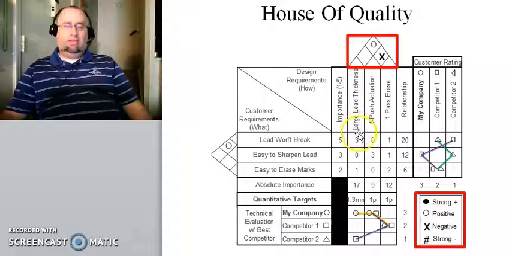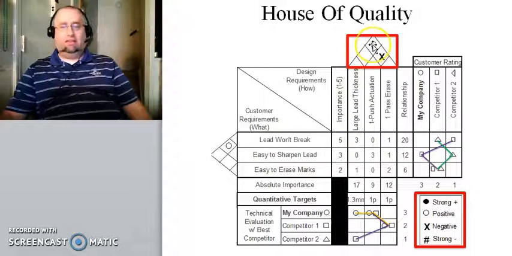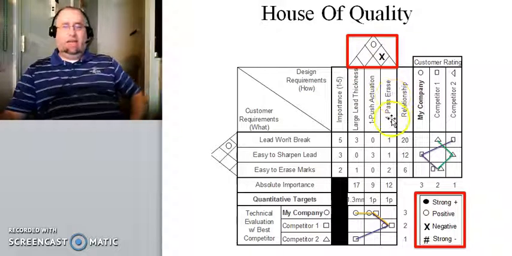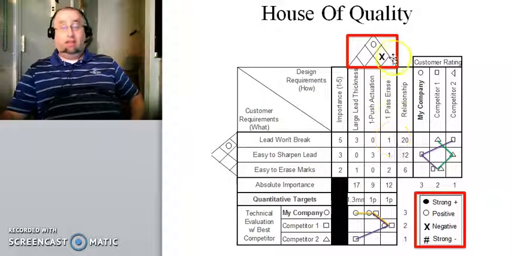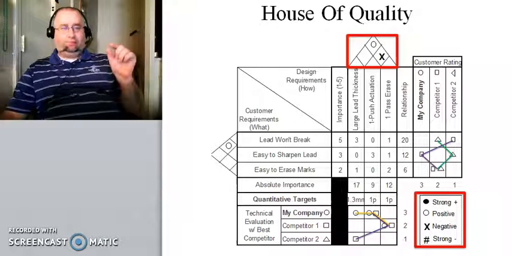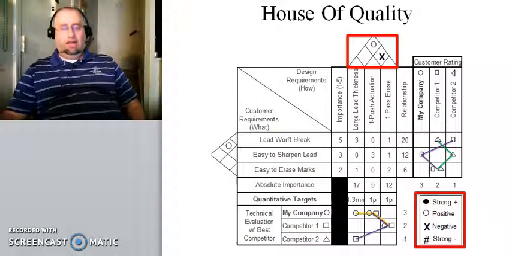So here we see that having a large lead thickness does have a positive correlation with one pass ease of erasure, and that's because the larger the lead thickness, the less lead actually gets pushed into the paper, and so the less dark the lines that come out of this pencil with the larger lead thickness, and so it's easier to erase those lines. So that's why I put a corresponding positive correlation there.